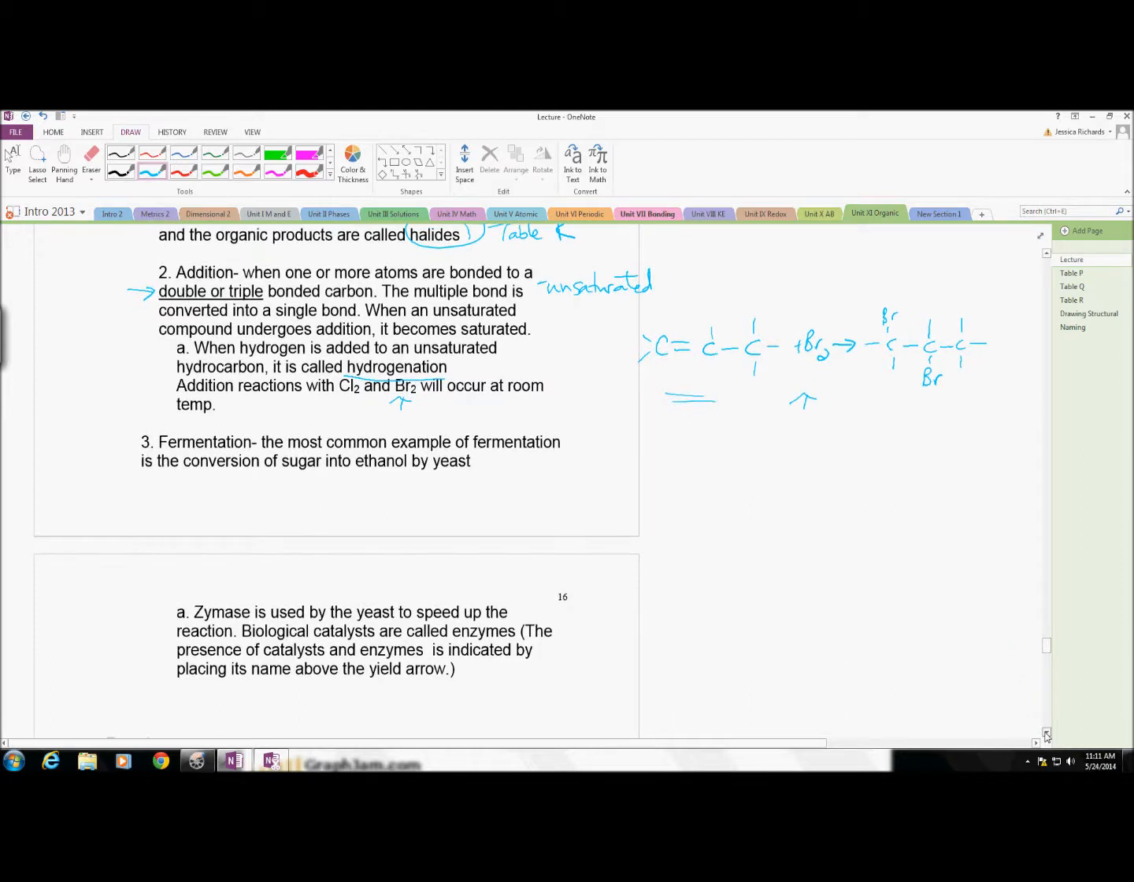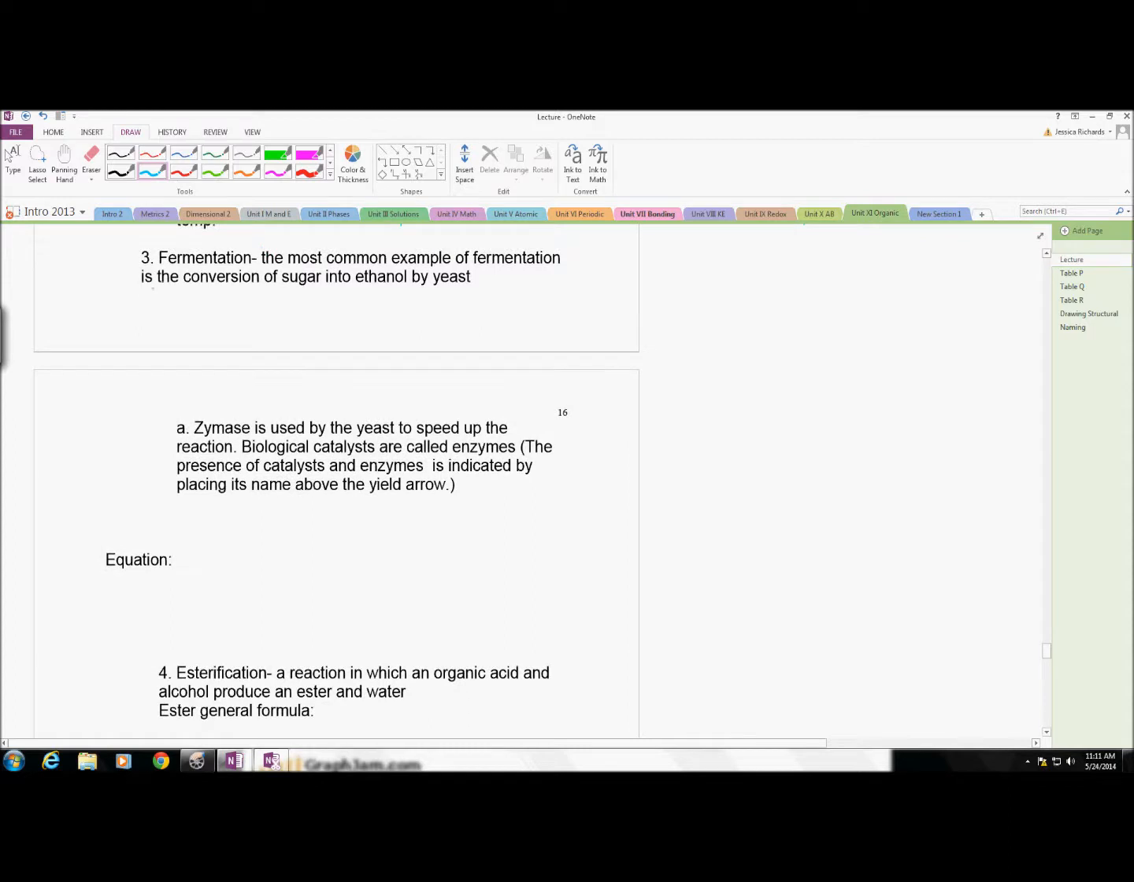Fermentation should be familiar to you from biology. This is where we're going to let yeast convert sugar into ethanol. The simplest sugar that they use is the glucose, because that's essentially what the other ones will break down into. You'll see yeast on the arrow. Sometimes you'll see the zymase enzyme also written on the arrow. When they make the ethanol, the other byproduct is going to be carbon dioxide. And then, of course, that equation would need to be balanced. But sugar turning into ethanol and carbon dioxide is fermentation.